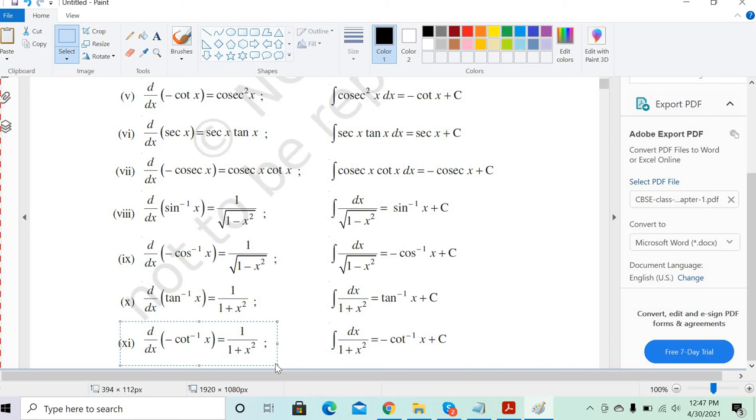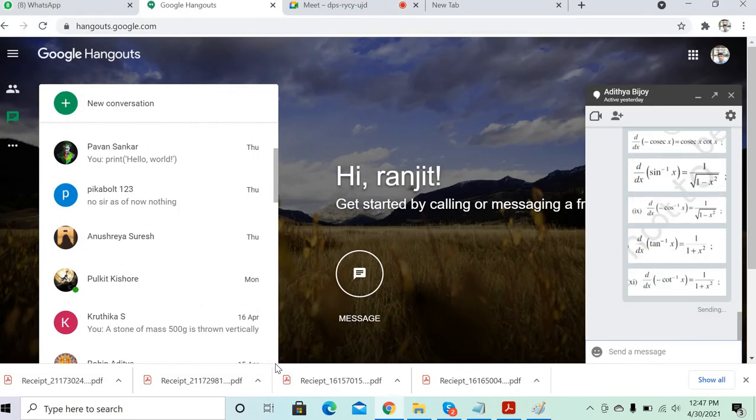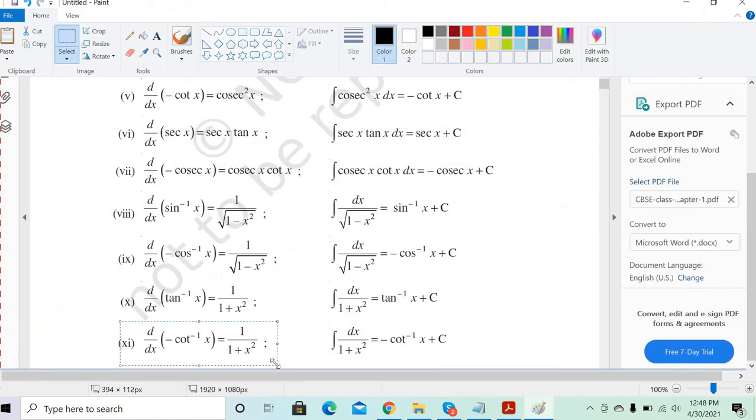Similarly, we'll go for cot inverse x now. Tan inverse x is 1 by 1 plus x square. So cot inverse x will be minus 1 by 1 plus x square. Right? Okay, good, excellent.